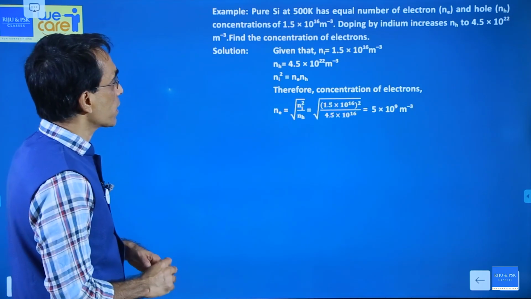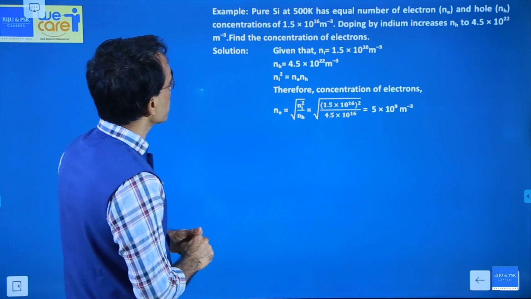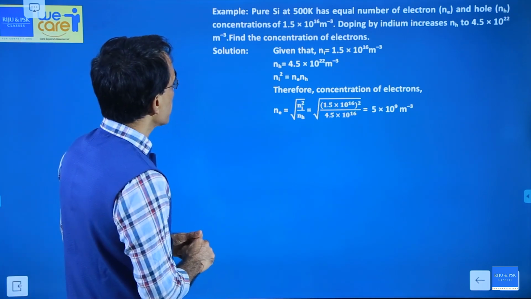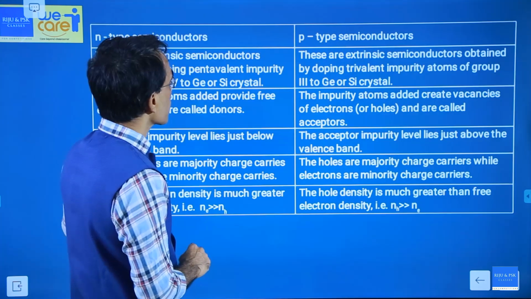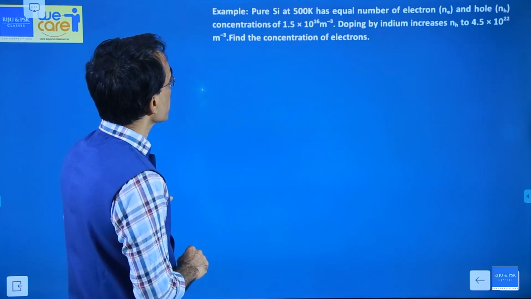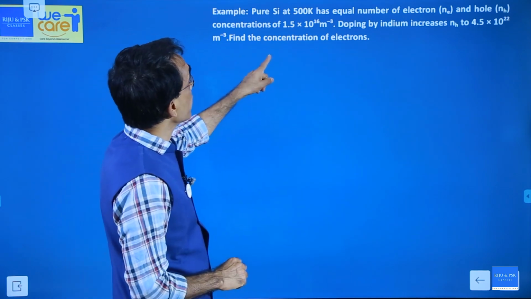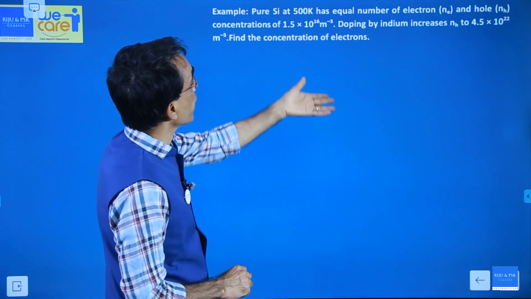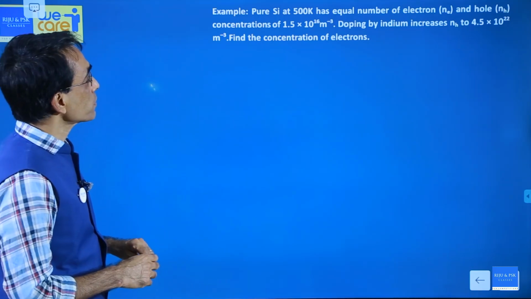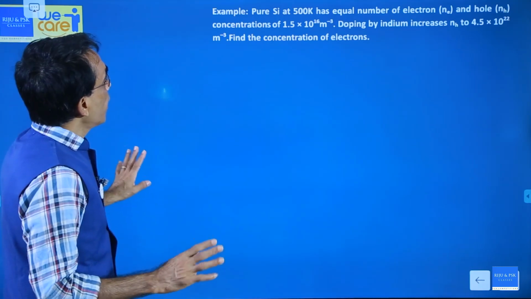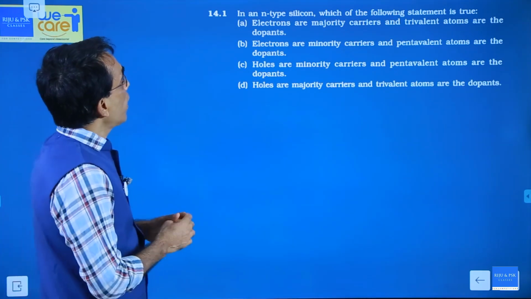If you want a better thing, Ne equal to, I think, one minute. Yeah, that is it. You wanted Ne into Nh equal to Ni square. So you just work that out, and you get the answer.